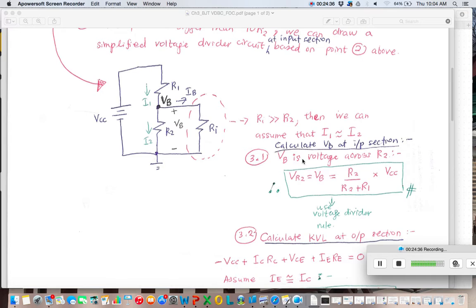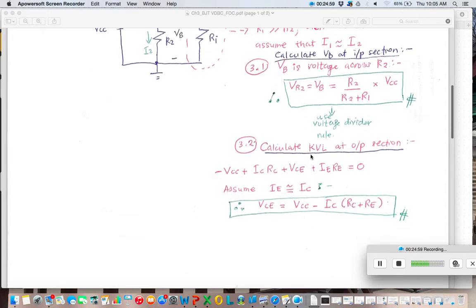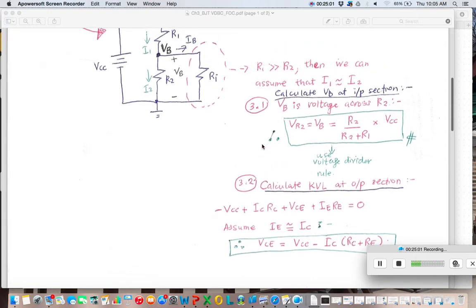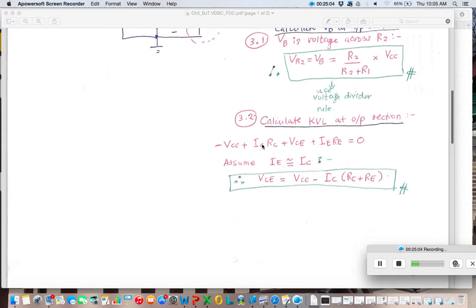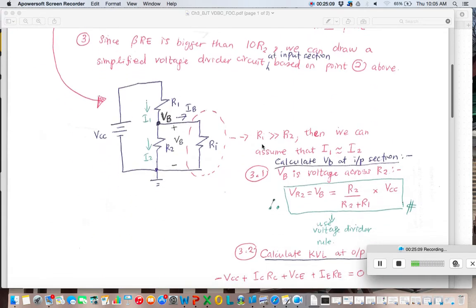So now you can calculate the VB at the input section. VB is the voltage across R2, so you can use the voltage divider rule: VB equals R2 divided by R2 plus R1, times VCC, right? Then you can calculate the KVL at the output section. This is the last step. So approximate analysis is very simple.